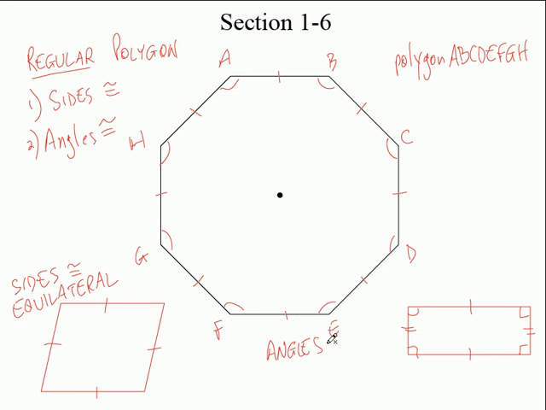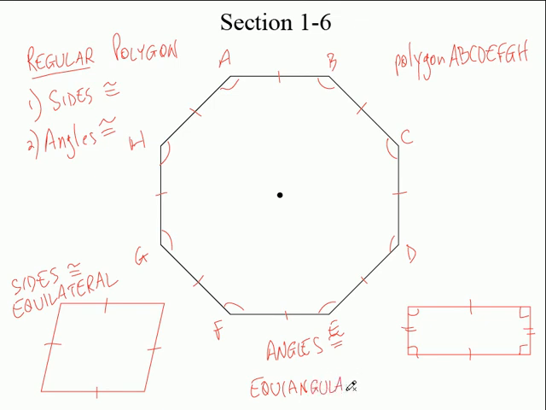So if I have the angles equal to each other, I don't call this equilateral. What do you think I call it? Equiangular. Angular, okay? Equiangular. So let's write that down. Equiangular.